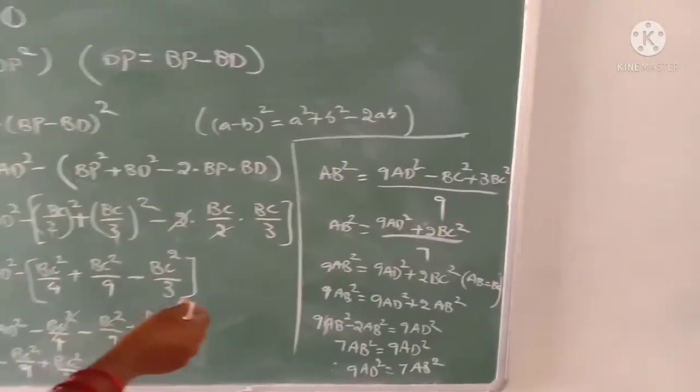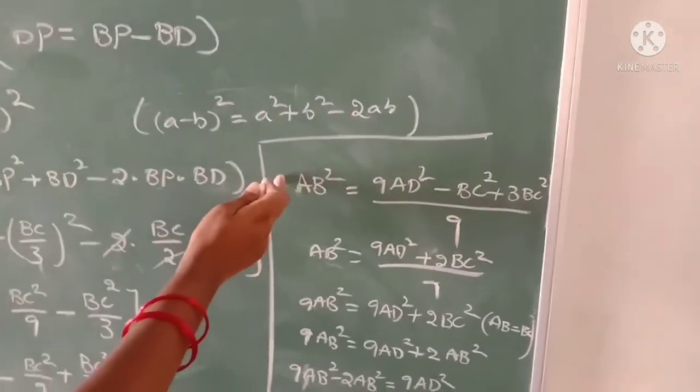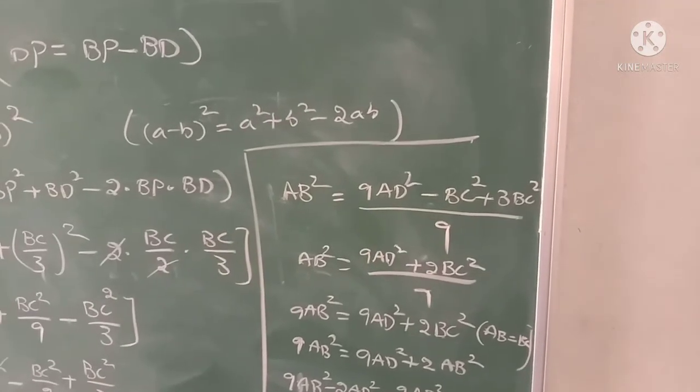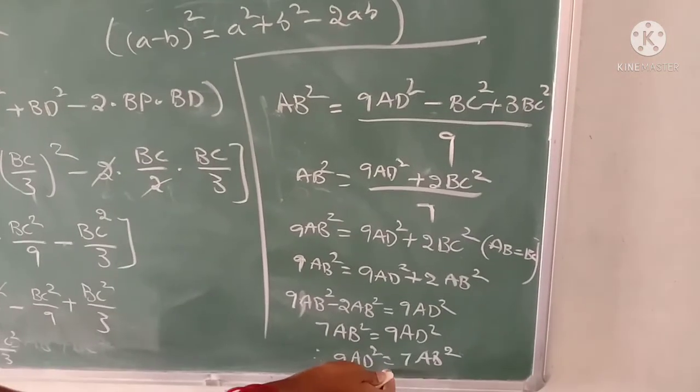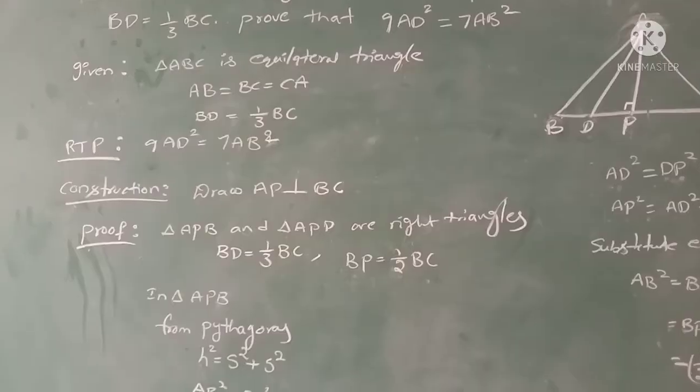Next, simplify the problem. We get 9 AD square equal to 7 AB square.